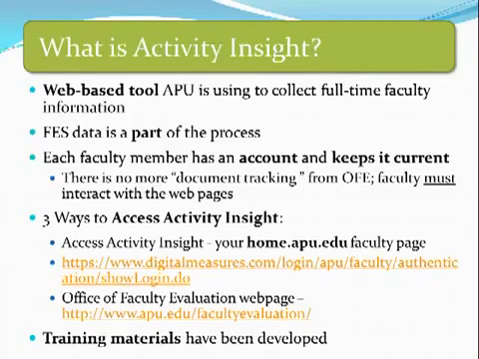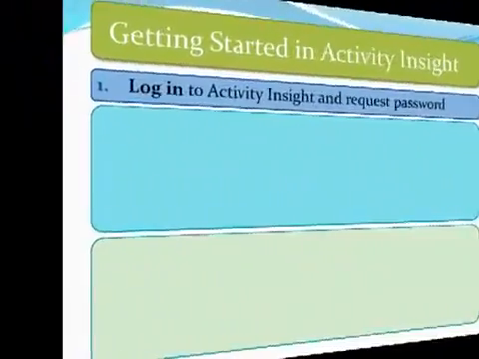There are 3 ways to gain access to Activity Insight: through a link on the Office of Faculty Evaluation webpage, using the Activity Insight login page URL, or the easiest route is through home.apu.edu, since faculty are already familiar with this area. Training materials are also available from the Office of Faculty Evaluation.